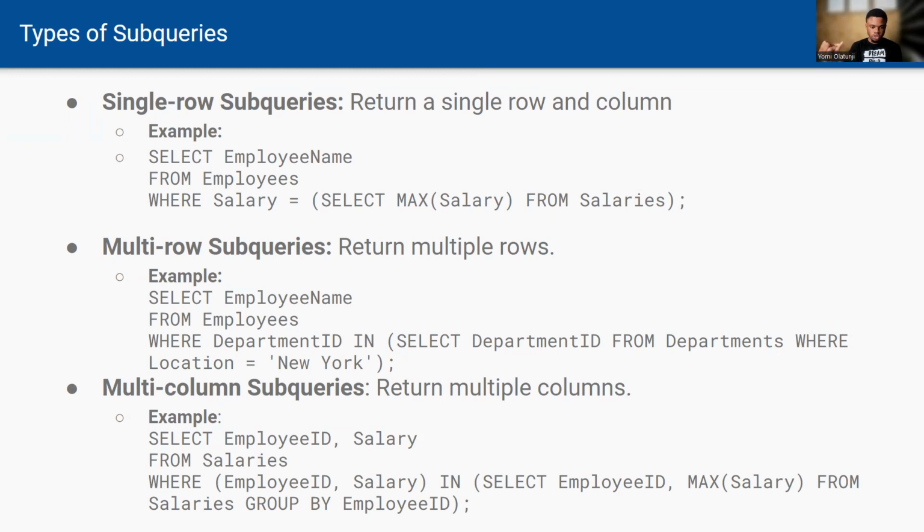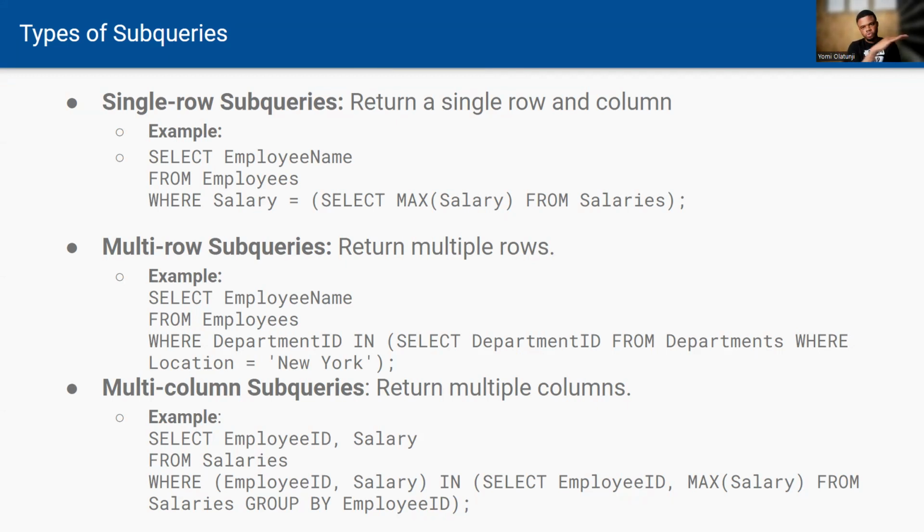We have the single row subquery. That one returns only one row of item. From our first class, we mentioned that we have columns. Customer name is a column, customer address is a column, so in my customer table, those are columns.